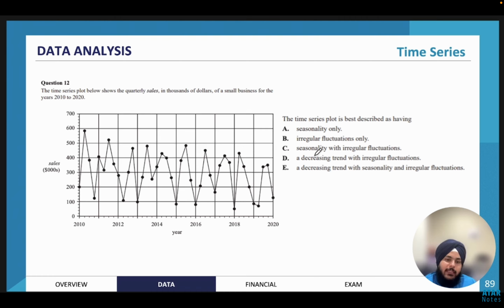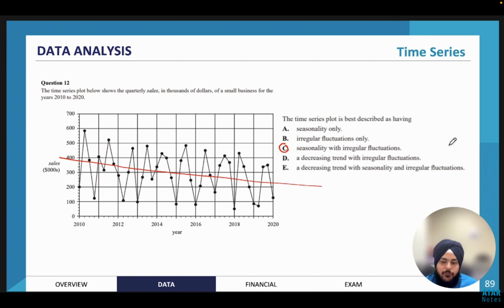So that immediately looks like a seasonality pattern. And if we look at the values going like this, it sort of looks like a decreasing trend, but it's not really that obvious. So I wouldn't really say it's a decreasing trend, although it does look like one. So the answer here is actually going to be C. It's seasonality with irregular fluctuations. Remember, irregular fluctuations are in every graph that you draw, so they will be found in every single time series plot.